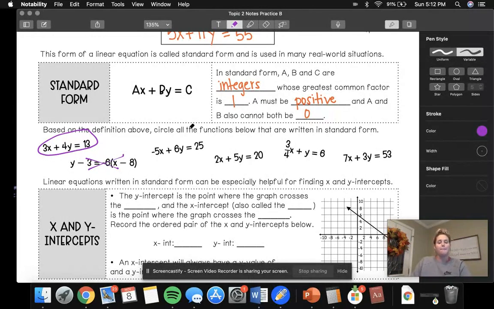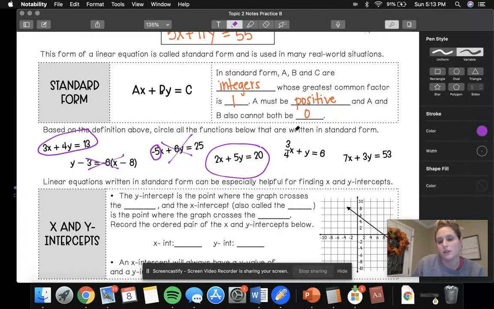This next equation, they are all integers. They look similar, but a has a negative value, and one of the definitions is that a always has to be a positive value. So how it's written right now, it is not in standard form. All right, this next one, a, b, and c are all integers. A is positive, and we have no 0 value, so this also could be in standard form.